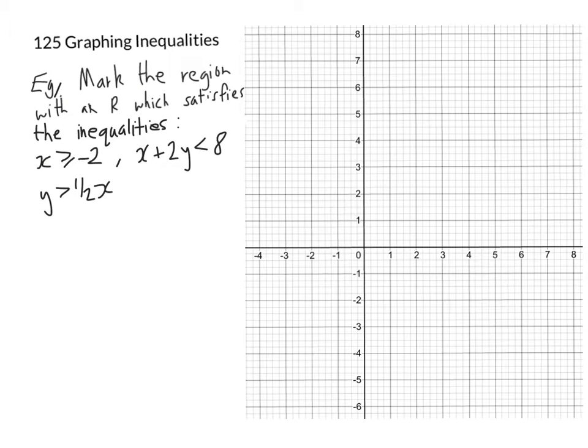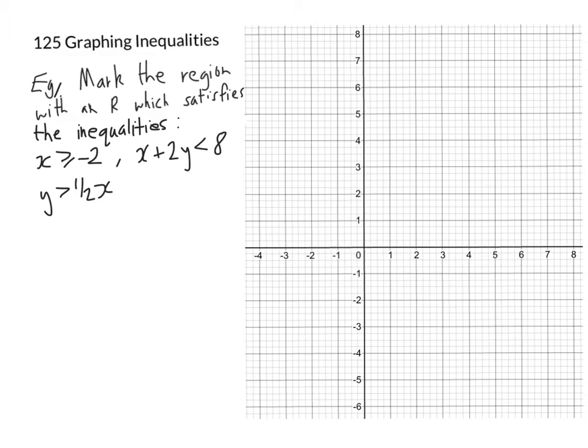Graphing Inequalities. Example. Mark the region with an R which satisfies the inequalities. X is greater than or equal to minus 2. X plus 2y is less than 8. And y is greater than a half x. So we start off by trying to draw the three boundary lines.